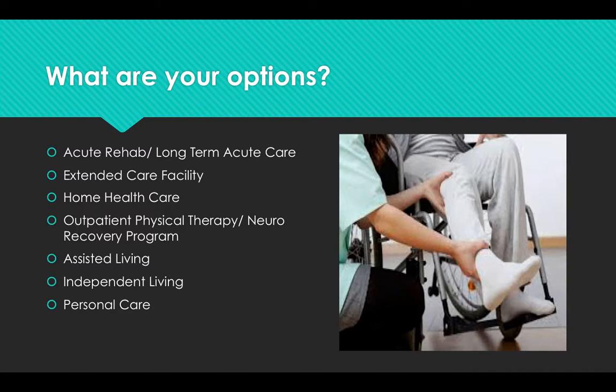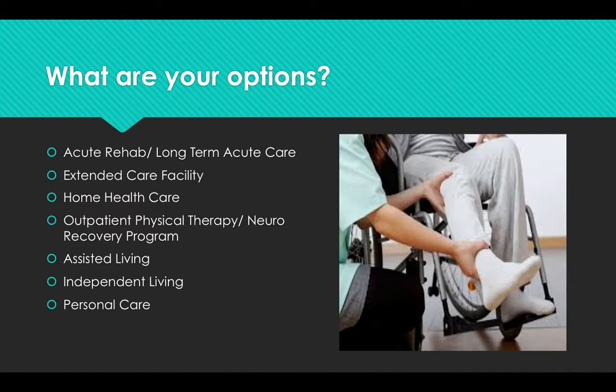So when it comes to options, many people don't really know what's out there and available to them. Each facility has a set criteria that allows them to either accept or deny you. And then these are your options. We have an acute care rehab, the long-term acute care rehab, extended care facility, home health, outpatient, and then Lancaster also has a special program called the Neuro Recovery Program, assistive living, independent living, and personal care.